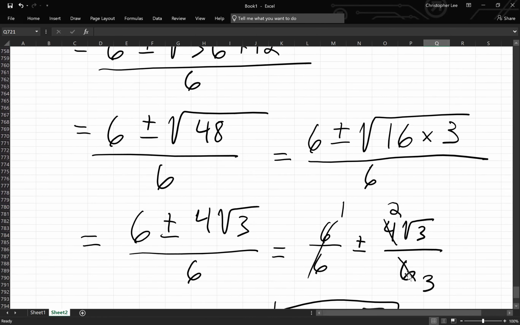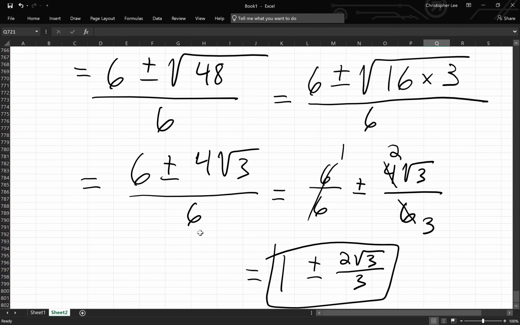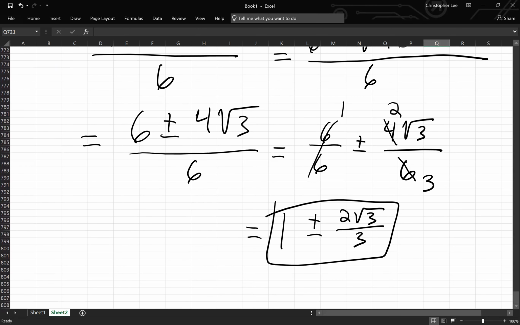No, it's 4 square root 3. Yeah, that's it. See? Which step? The 16 times 3. Yeah, that's fine.